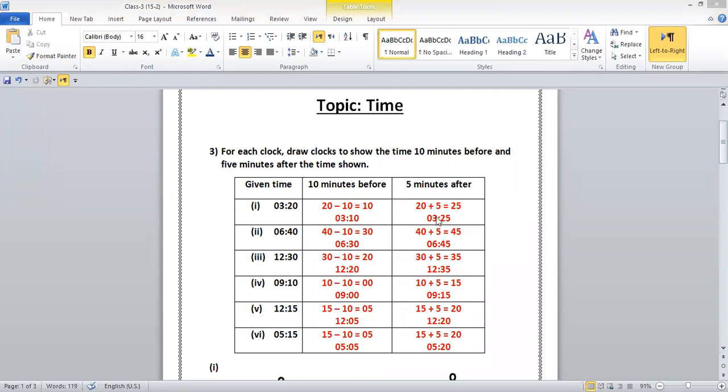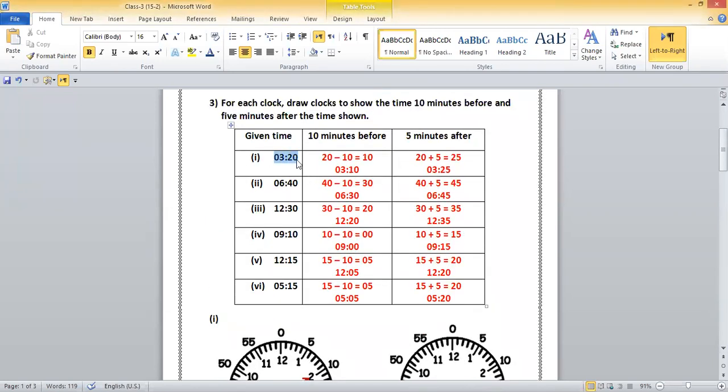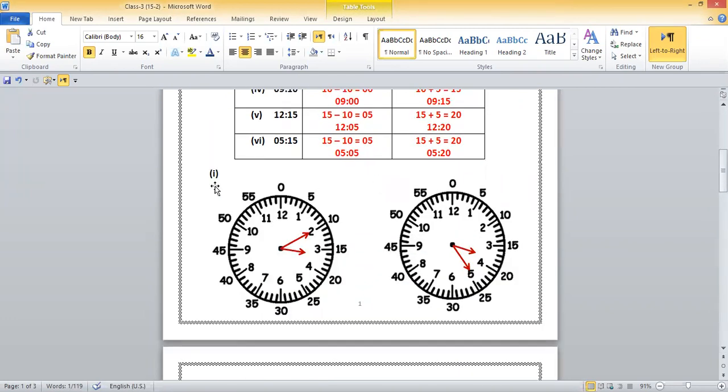That's very good. All right, guys. Now, the homework was to draw the clocks and mention the time. So guys, for one question, you need to draw two clocks. One will show 10 minutes before and one will show 5 minutes after. So for the first time, 10 minutes before is 10 past 3 and 5 minutes after is 25 past 3. So for given time one, it is 10 past 3 and 25 past 3.